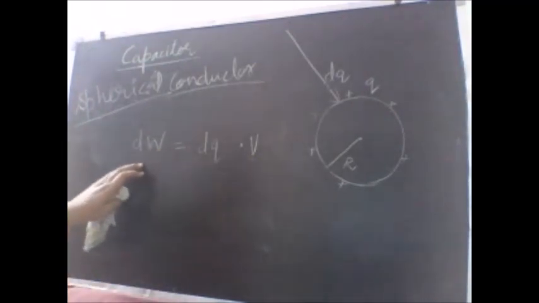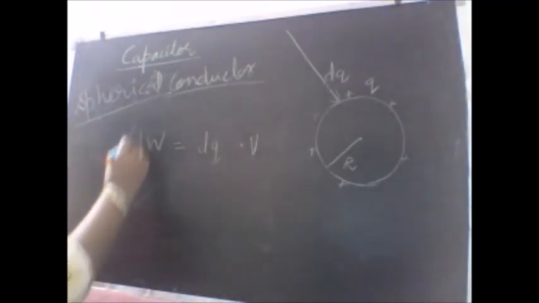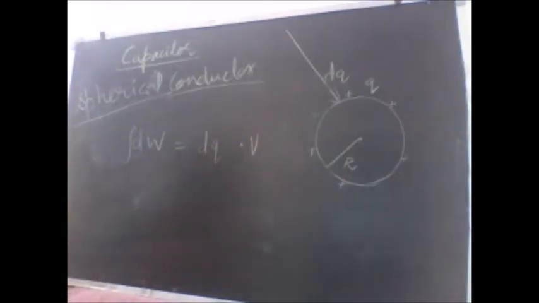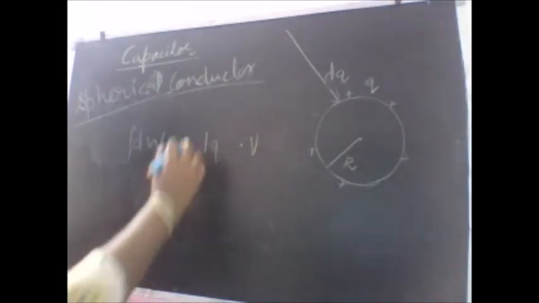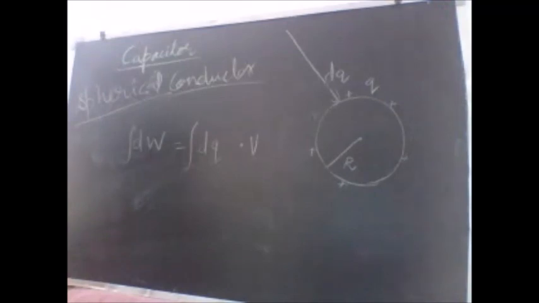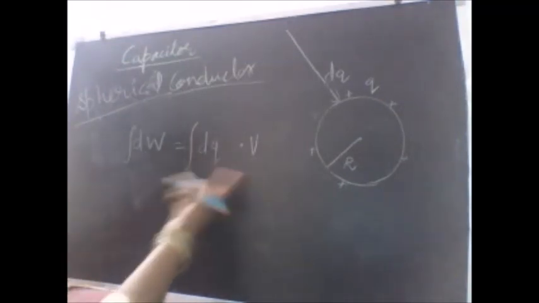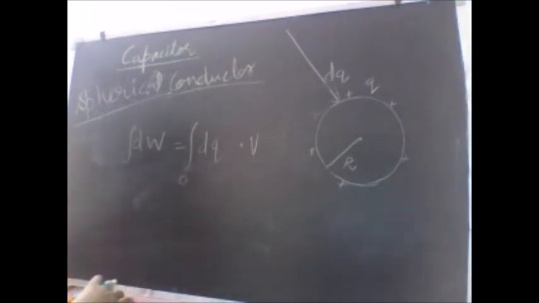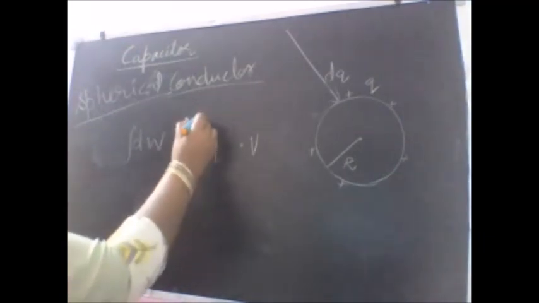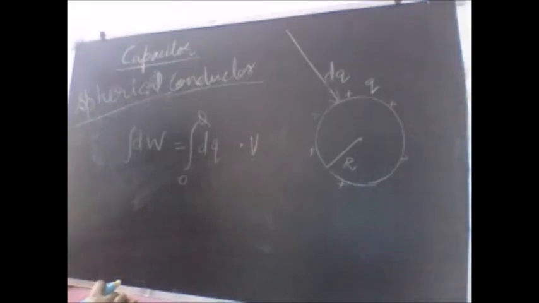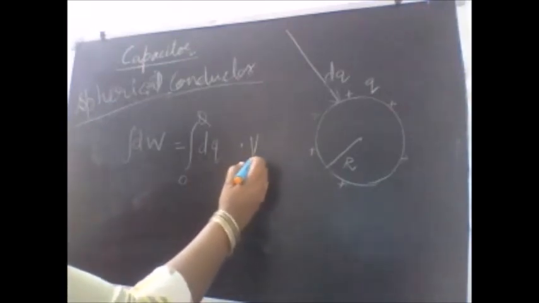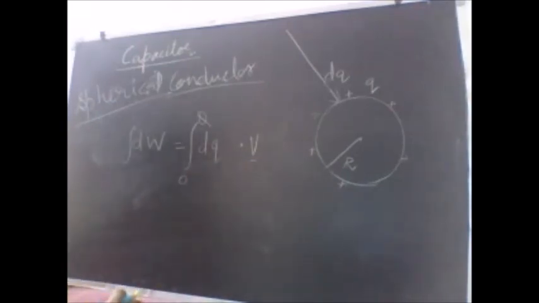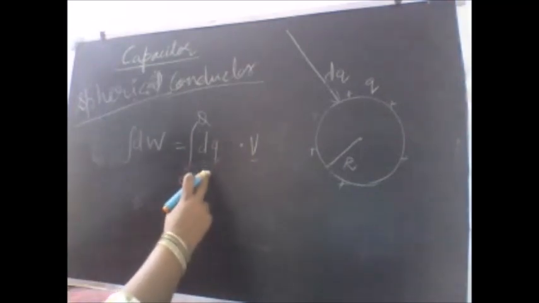So the total work done can be obtained by using the mathematical tool here. Integrating both the sides, since I am integrating with respect to q, I have to put the limits. The minimum charge on the spherical conductor can be 0 and the maximum charge can be, say, capital Q. This V, is this V a constant? No, it is not a constant, it is a charge dependent property.